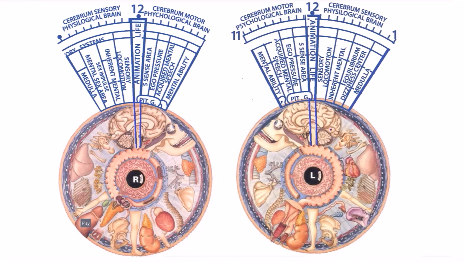All right, so next we have, he says, moving from the animation life center clockwise in the left iris and counterclockwise in the right iris, we have divisions for sensory locomotion, inherent mental, equilibrium and dizziness, which is in the left iris only, and then sex impulse and mental sex, which is in the right iris only, and then lastly the medulla, which would be in the posterior section of the brain, so the back of the head.